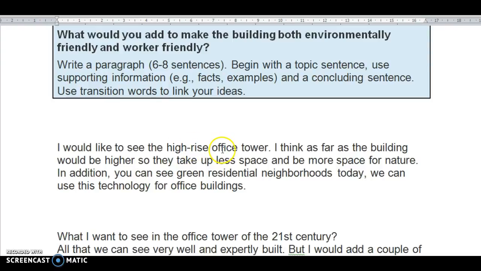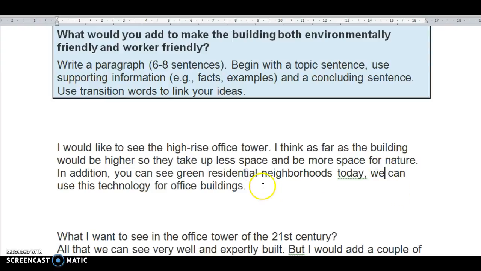I would like to see the high office tower. Well, what about it? I think as far as the building would be higher, so they take up less space and be more space for nature. Okay, I see where that person is going, that they feel it's important that they be very, very tall so that we can have more space for nature. In addition, you can see green residential neighborhoods today. We can use this technology for office buildings. So I really don't see the connection between this sentence and what this has to do with this.